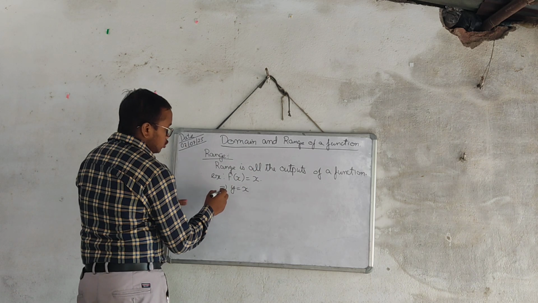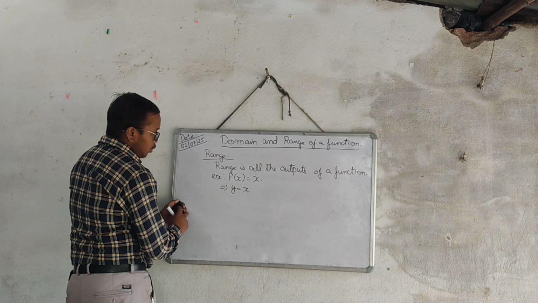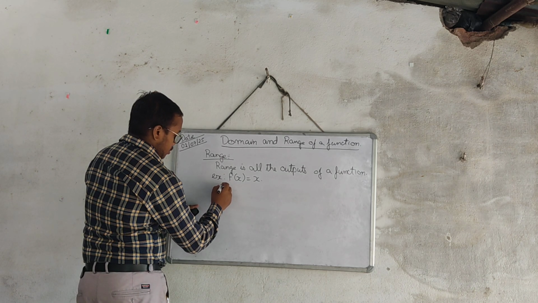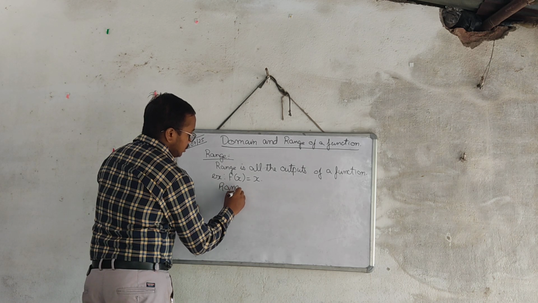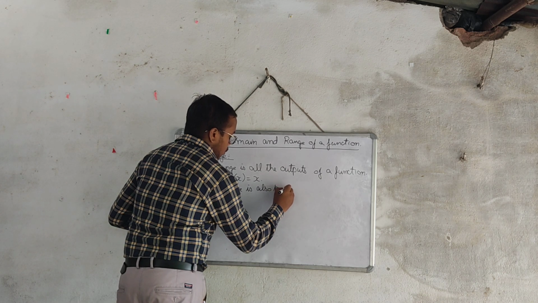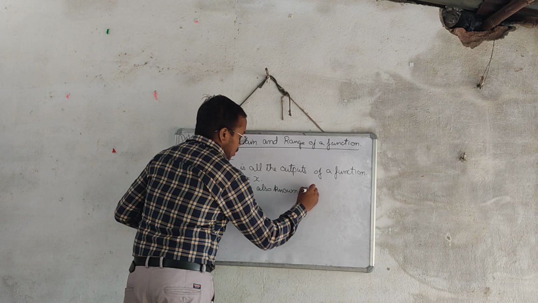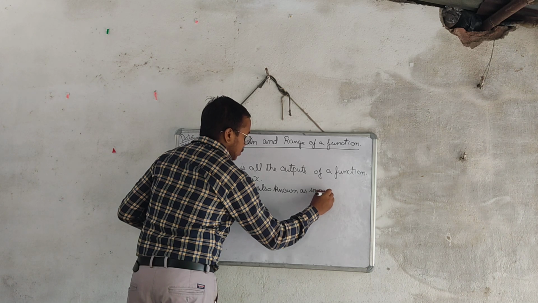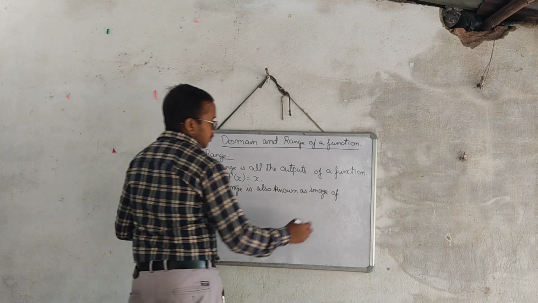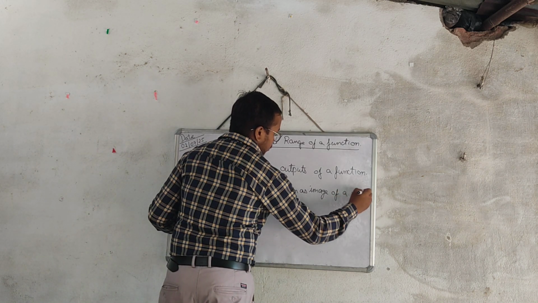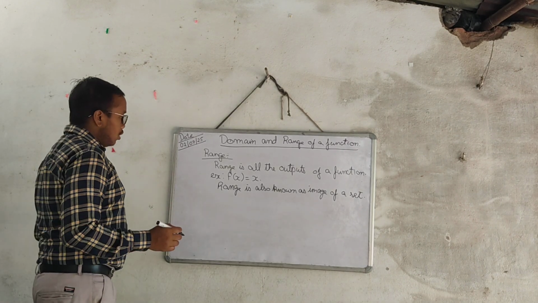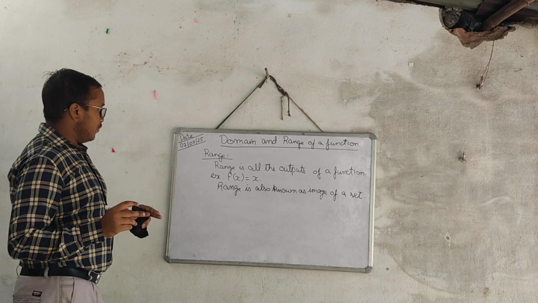Here range is also known as the image of a set. Okay, now we'll deal with the definition of a range.